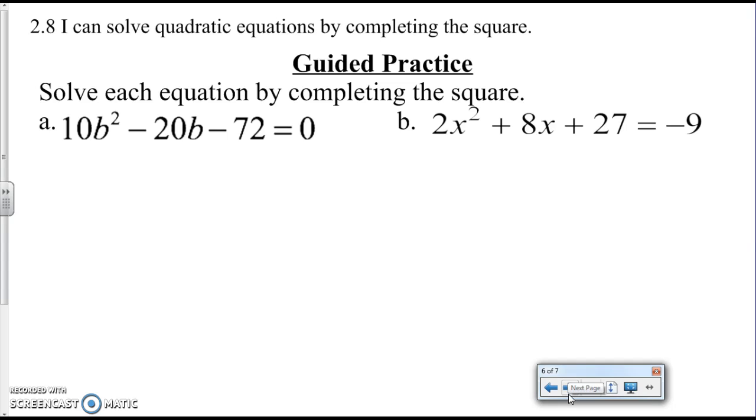Okay, go ahead and try these two. When you finish, discuss with a partner, make sure everybody's in good shape there, and then go ahead and start your homework.